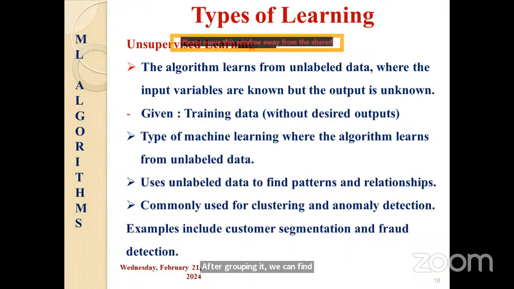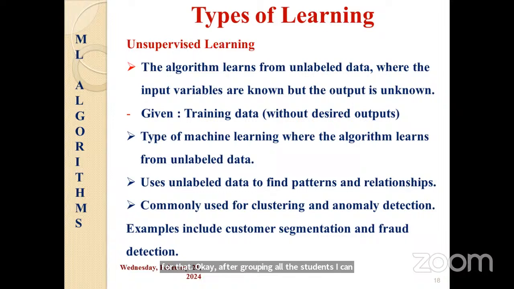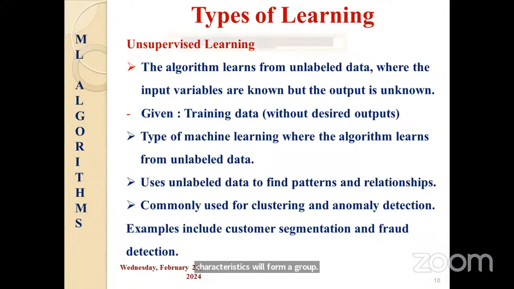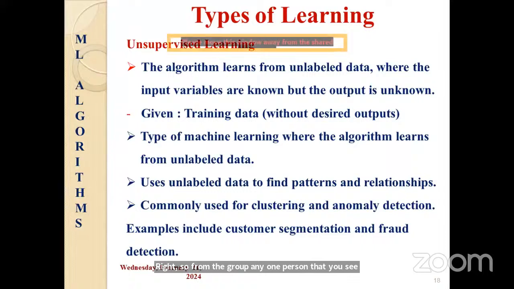After grouping all the students, I can say these are the students who have been very good in their academics, and these are the students who are good in their other activities. Like that, I can name the groups, right? Why? Because in an open classroom, if I say form 3 groups, students with similar characteristics will form a group. From the group, if you look at any one person, the same characteristics will be exhibited by the other people with little variance, but not a large difference.